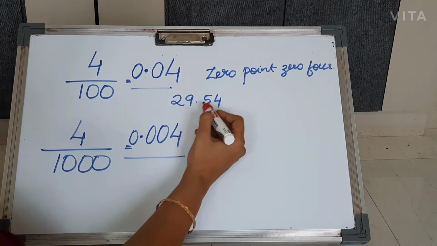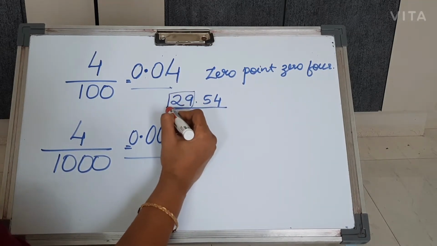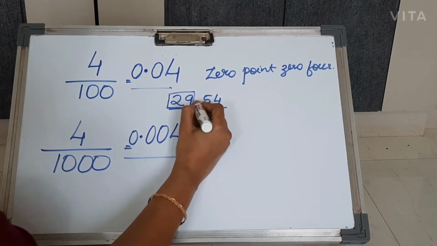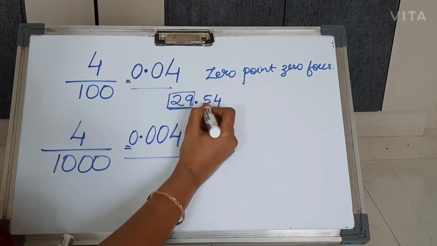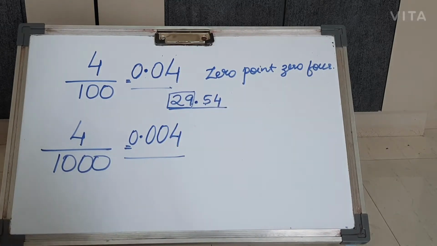An important thing here: suppose we have a number 29.54. Before the decimal we will read it the same, 29, but after the decimal we have to read it as 5, 4, not 54.